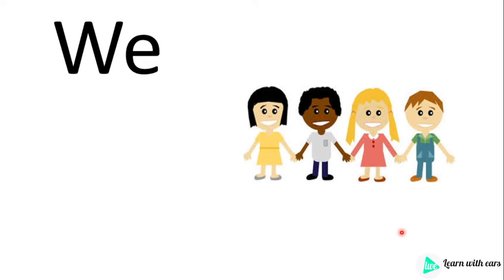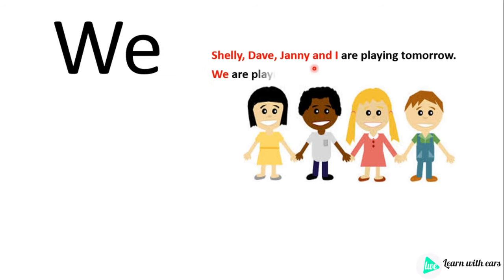Now next is we. We, including a speaker. Shelly, Dave, Jenny and I are playing tomorrow. Okay, there are 1, 2, 3, 4 people. We use we for plural. We can use we in the place of these nouns, including a speaker also. So we can replace these nouns and put we. We are playing tomorrow.